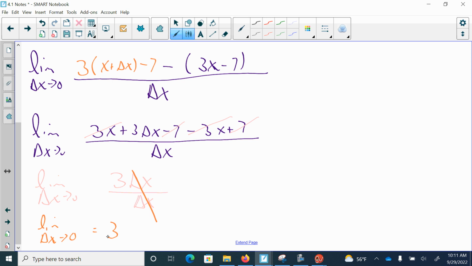Just 3. Does anyone want to tell me what that means? The slope of the tangent line is 3, but there's no x here, right? So that means the slope of the tangent line will always be 3. Why should that make sense?